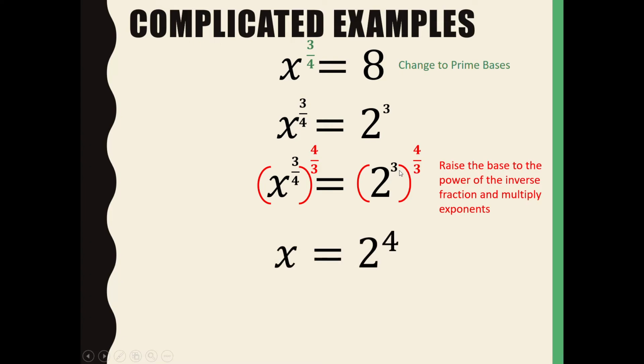And now I can solve that. So x is equal to 2 to the power of 4. 2 to the power of 4 is equal to 16. If you wanted to check yourself now, you could substitute there. Is 16 to the power of 3 over 4 equal to 8? Yes, it is. Let's do another example of one of these.